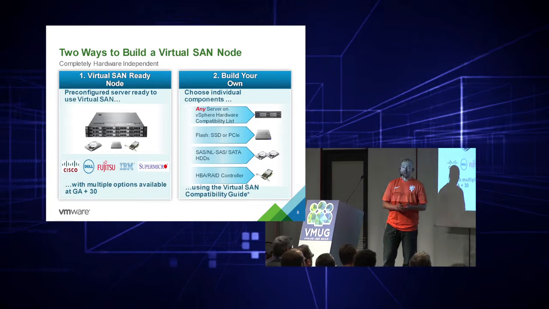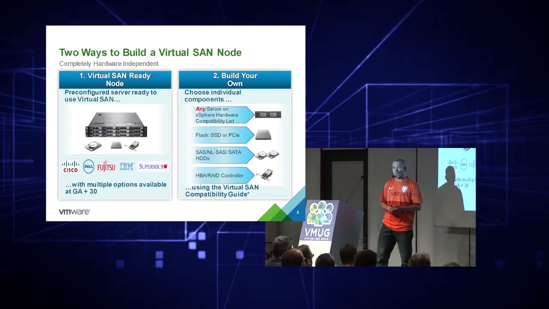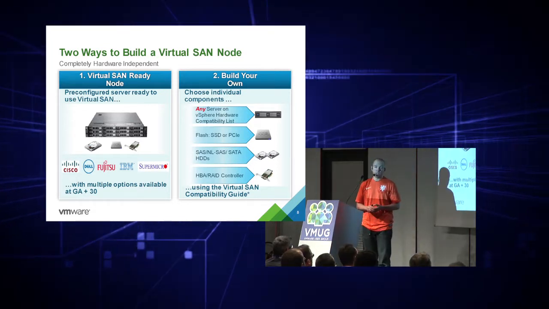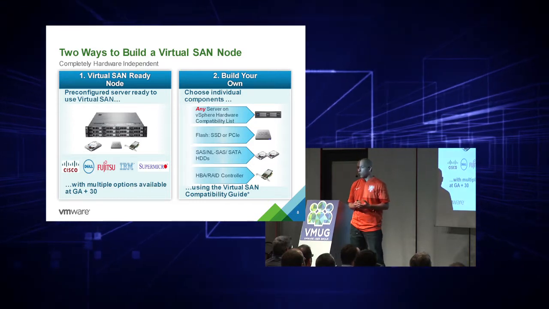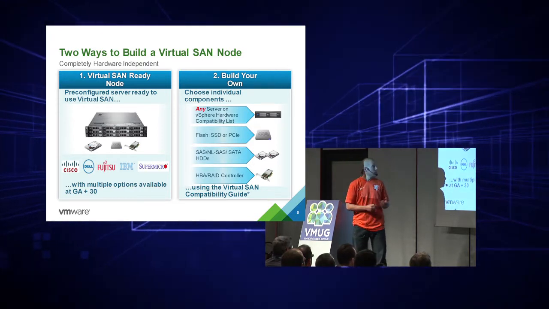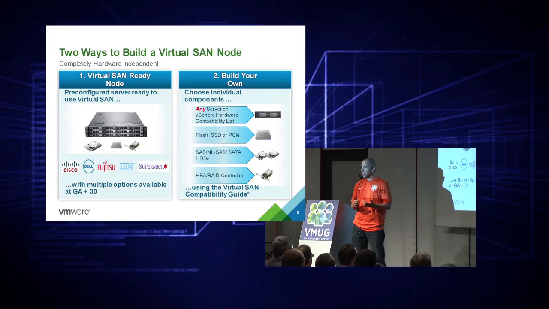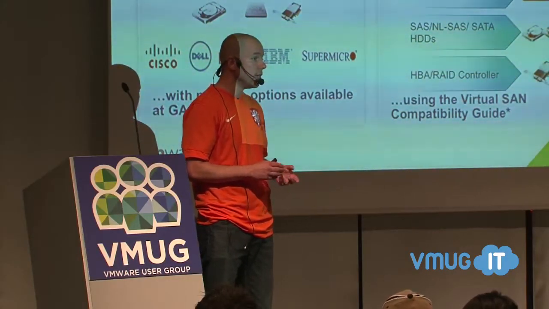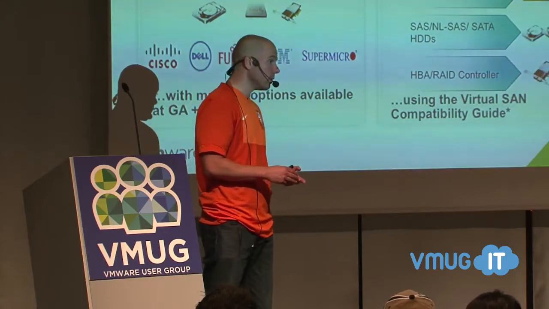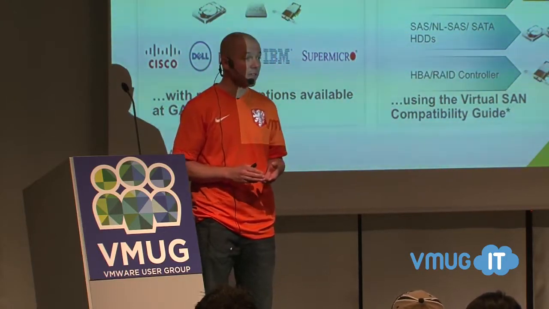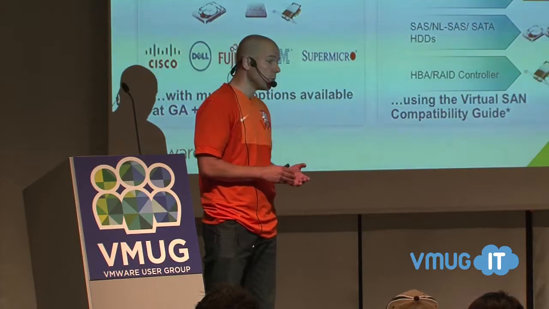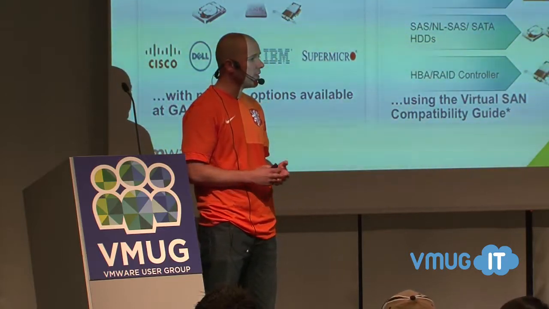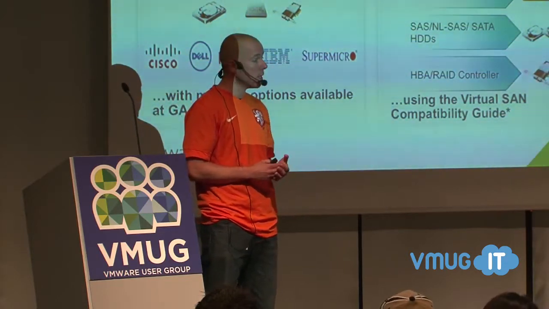Now, when you start building a virtual SAN node, you can do that in 2 ways today. The first way is simply buying what we call a virtual SAN Ready Node. Virtual SAN Ready Nodes are systems pre-configured by some of our partners like Dell, HP, or, well, HP is actually working on it, so it's not on the list today, it should be on the list fairly soon. Cisco is on the list, Supermicro, Fujitsu, so there's a whole bunch of vendors who have the so-called virtual SAN Ready Node system sitting there.